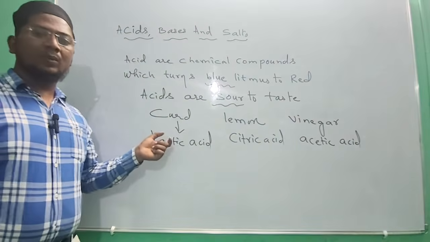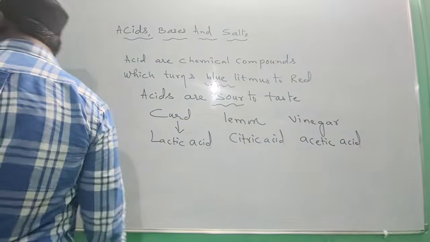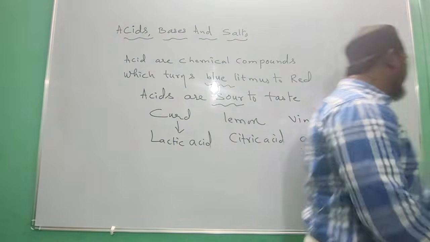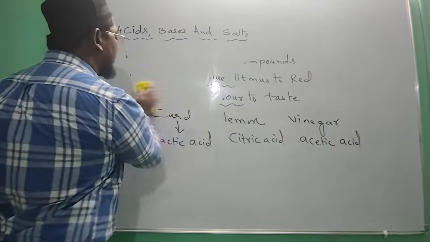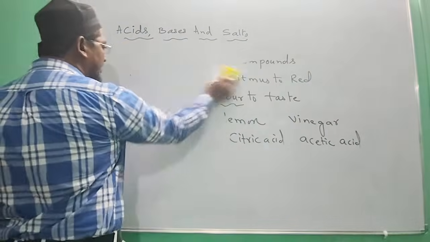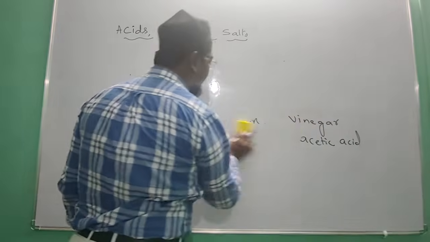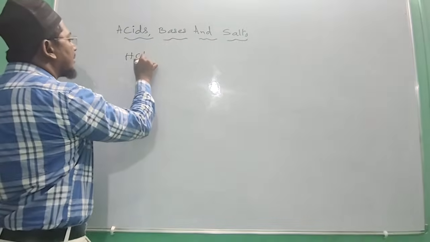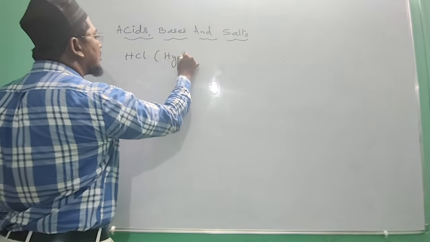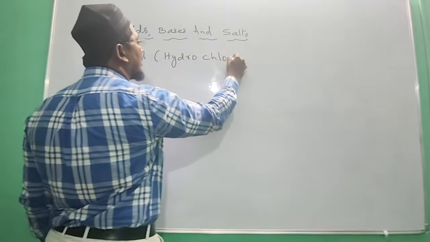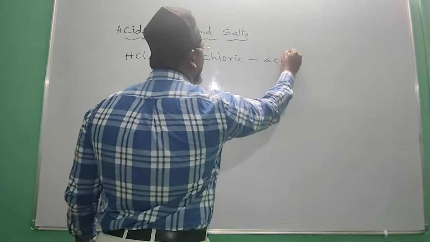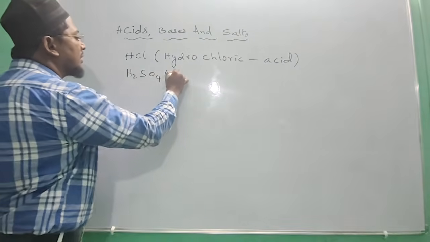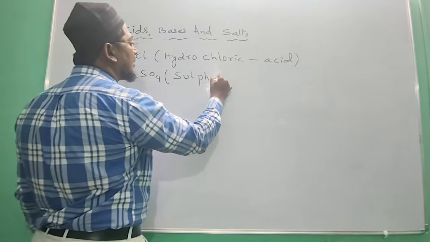Let us see the names of a few acids. What are the names of the acids? The first one, HCl, hydrochloric acid. The second one, H2SO4, sulfuric acid.